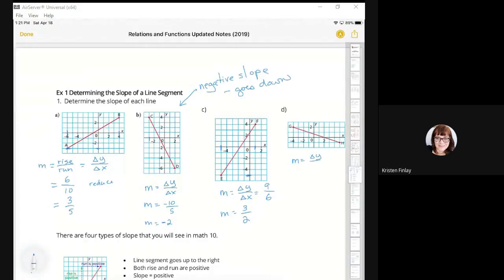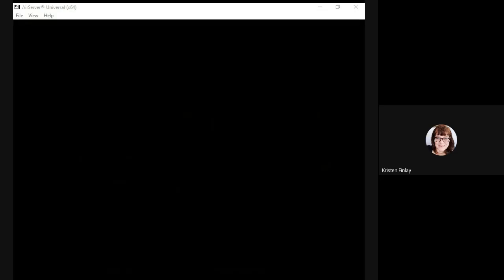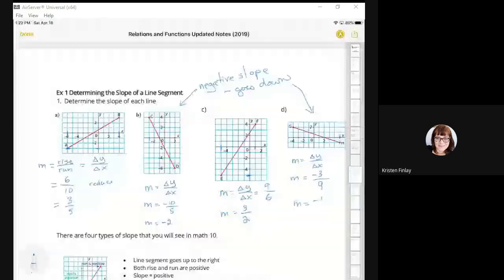And then for our last one, m is the change in y over the change in x. So looking at our change in y, and this one is going down, so we're going to have a negative slope. It starts at 2 and it goes down to -1. So the change in y is -3. Change in x, it starts at -4 and goes up to 5. So the change in x is 9. So again, we want to put it in lowest terms. I can divide a 3 out of the top and the bottom. So it'll be -1 over 3.